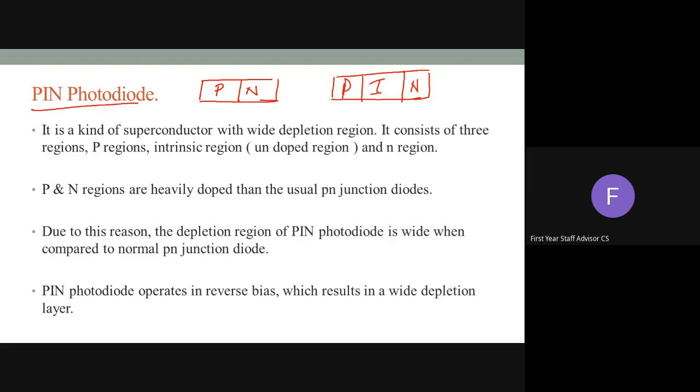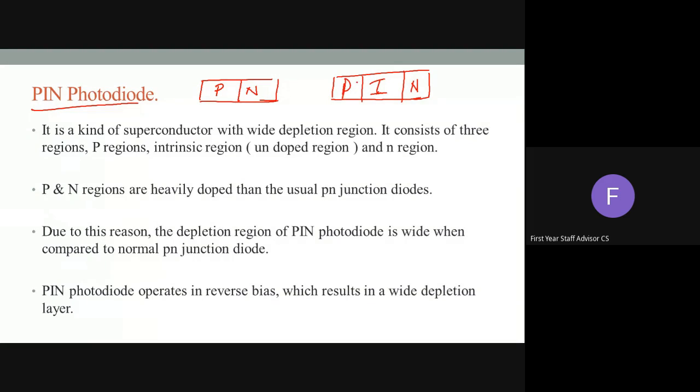So we place an intrinsic semiconductor between this PN junction diode. So what happens then? Normally when sandwiching these three materials, or connecting p-type semiconductor, intrinsic semiconductor, and n-type semiconductor, what happens? We know when in the PN junction, what happens when a PN junction is formed?